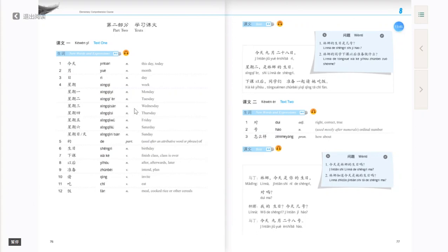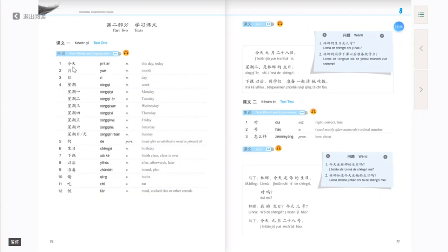Okay, please read again, read after me. And also we will confirm the meaning of each word. Now let's read again. 今天，月，日，星期，星期一，星期二，星期三，星期四，星期五，星期六，星期日，星期天的，生日，下课，以后，准备，请，吃，饭。Okay, let's also confirm the meaning of each word.